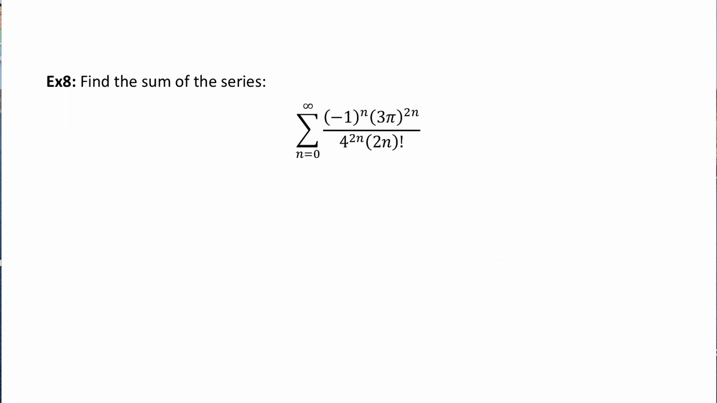Find the sum of the series that goes n equals 0 to infinity of negative 1 to the n, 3 pi to the 2n over 4 to the 2n, 2n factorial.